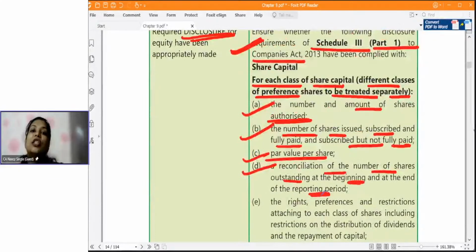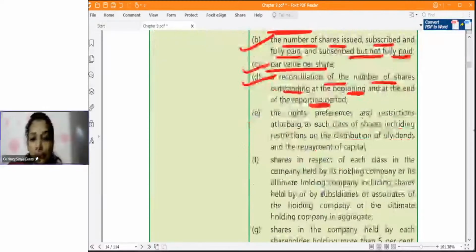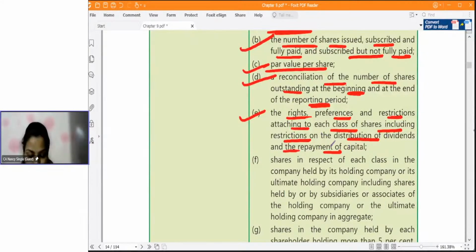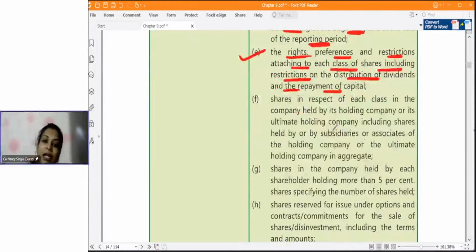Who is giving this disclosure? Management. तो auditor क्या कर रहा है? Auditor उसी को तो check कर रहा है ना, ठीक है. The rights, preference, restrictions attaching to each class of shares, including restrictions on distribution of dividends and repayment of capital. है ना? So there are certain participating shares, preference shares, non-participating. So whatever are the rights, preferences, restrictions with respect to each class of share, that is to be given in the notes to accounts. An auditor will check that.